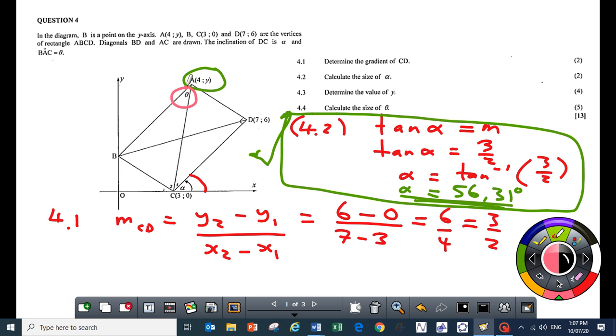Now, the way that I would approach it, I will use triangles. If you look at triangle ACD, we have this angle here. If we can find the size of this angle, we know that ABCD is a rectangle. Therefore, AB is parallel to CD.